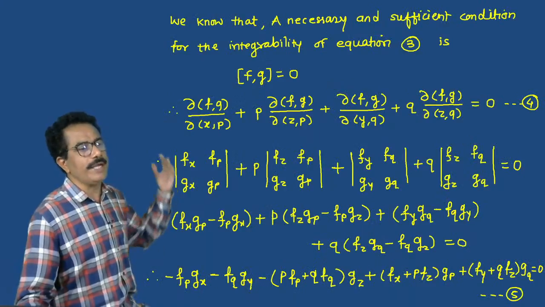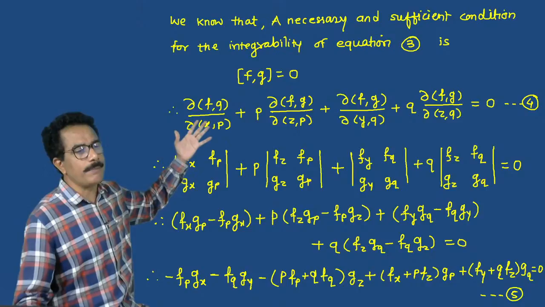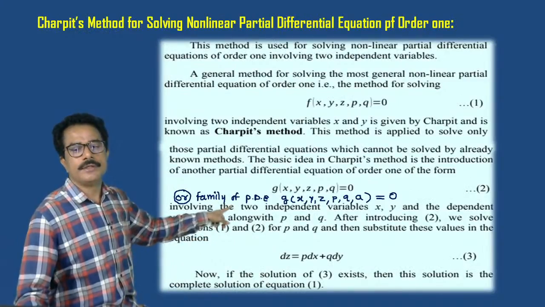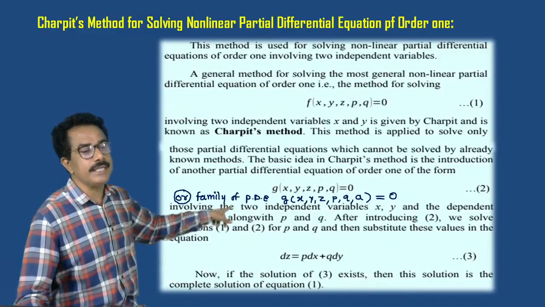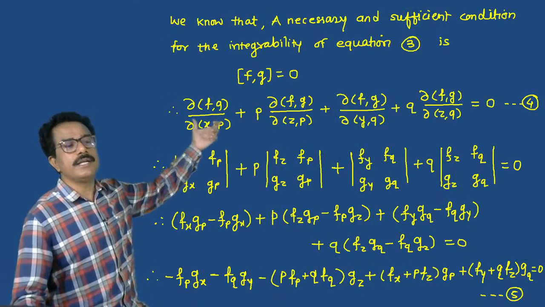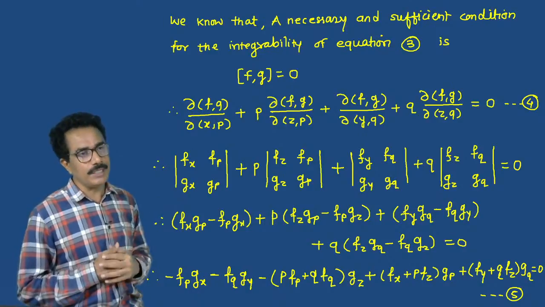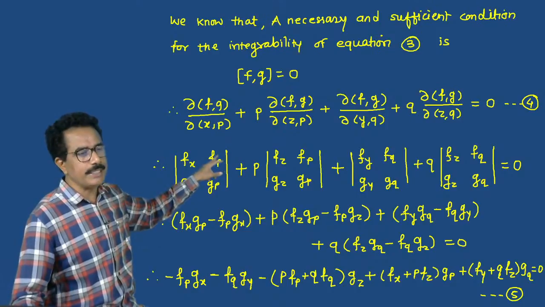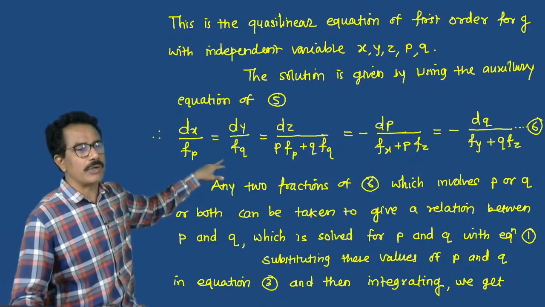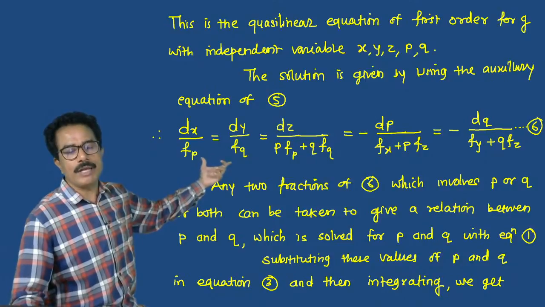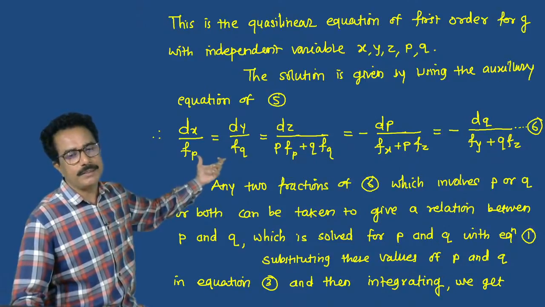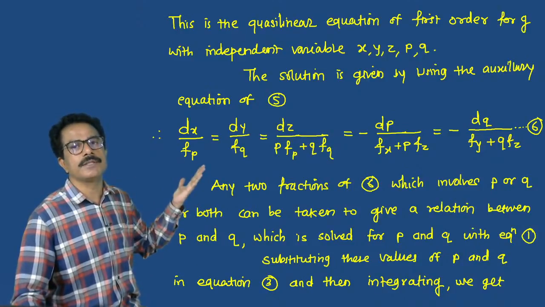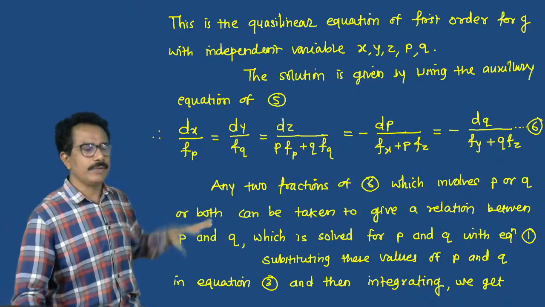Now how to form the family of partial differential equation, that is G, by using the condition of integrability of the given non-linear partial differential equation. This is the condition of integrability. We have to convert this into Charpit's auxiliary equation. By substituting the values from Charpit's auxiliary equation, we can generate another function G, substitute it into the form of f, and we can get the solution.